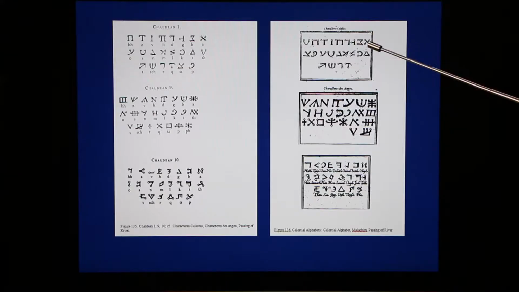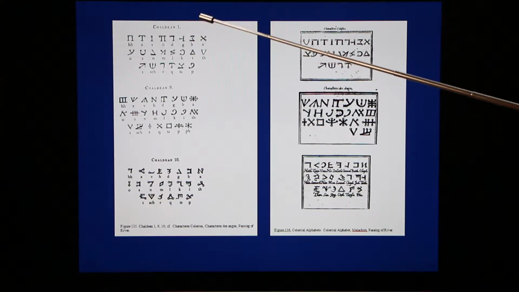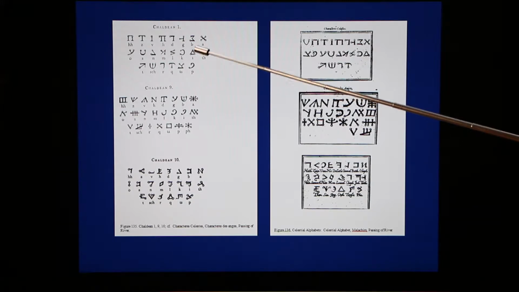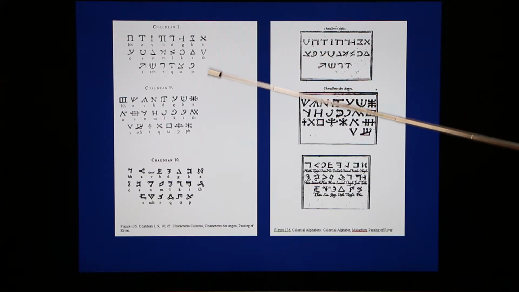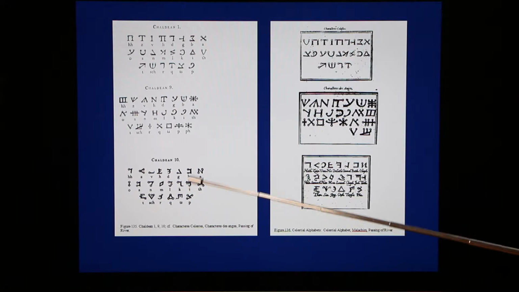And in fact, there were a number of these sacred languages. So what is called the celestial alphabet, the alphabet of the angels, and the passing of the river in the Chaldean system becomes Chaldean 1, Chaldean 8, and Chaldean 10. Now, the ancient Christianity went a lot further.